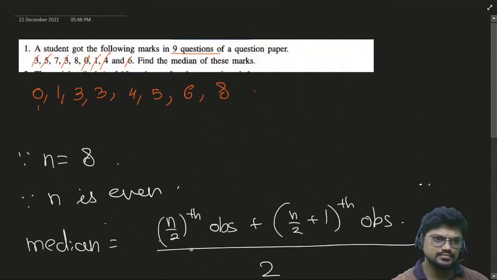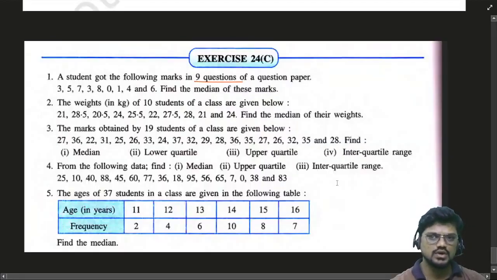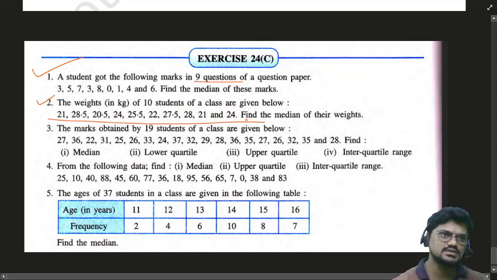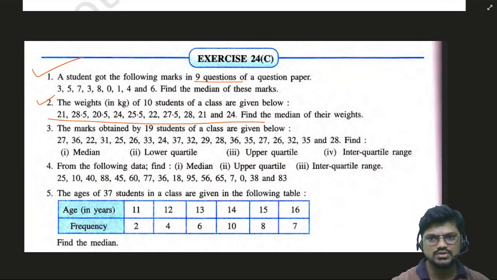So if they have given you ungrouped data, you have to solve in this manner. Similarly, this is the same type of question. They have given decimals, so you have to arrange them precisely by seeing what number will come first and what will come next. The marks obtained by 19 students, but over here they need the median, lower quartile, upper quartile, and interquartile range.